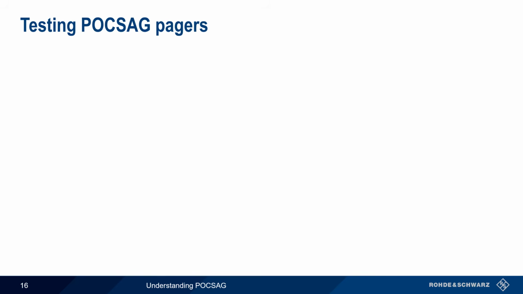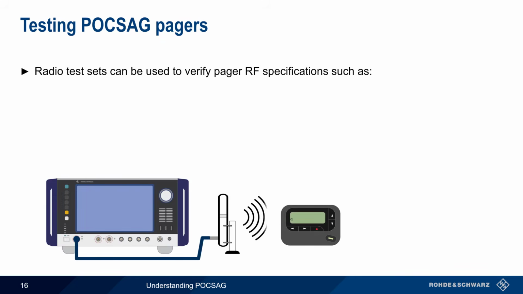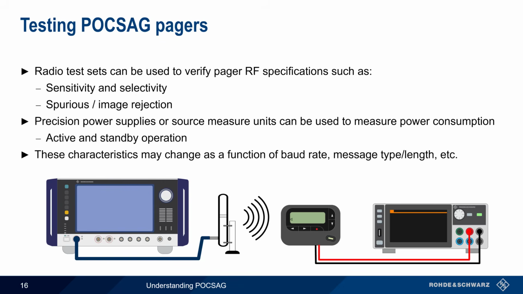Before we end this presentation, let's briefly discuss how POCSAG pagers are tested. Special test instruments called radio test sets can be used to send pages to the pager under test, and this can be used to verify pager RF specifications, such as sensitivity and selectivity, as well as the rejection of spurious or image signals. Another aspect of pager testing is power consumption, which can be measured using a precision power supply or source measure unit. The goal in this scenario is to determine the current draw in both active and standby operation. In many cases, these characteristics are a function of parameters such as baud rate, message type, etc.